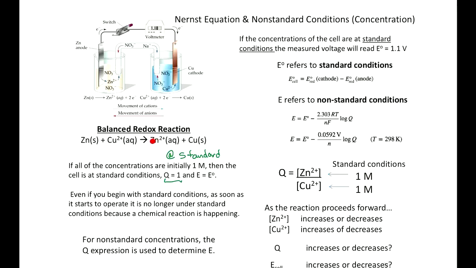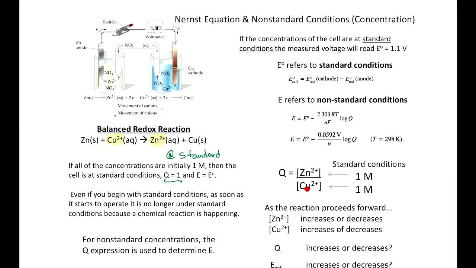Q is no different than the Q we talked about in chemical equilibrium. It's products over reactants, so the only things in our Q expression are zinc 2+ and copper 2+, products over reactants. At standard conditions, this value is 1 molarity, this value is 1 molarity, so Q is 1.